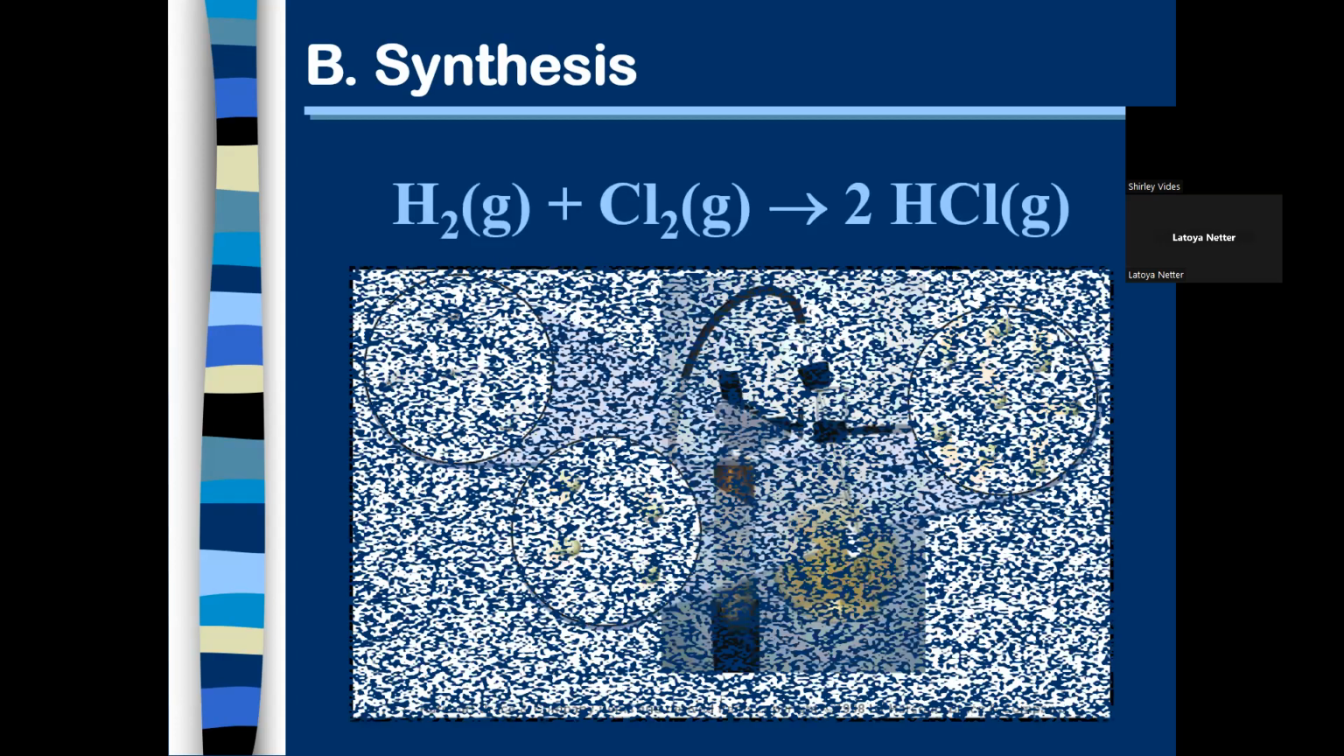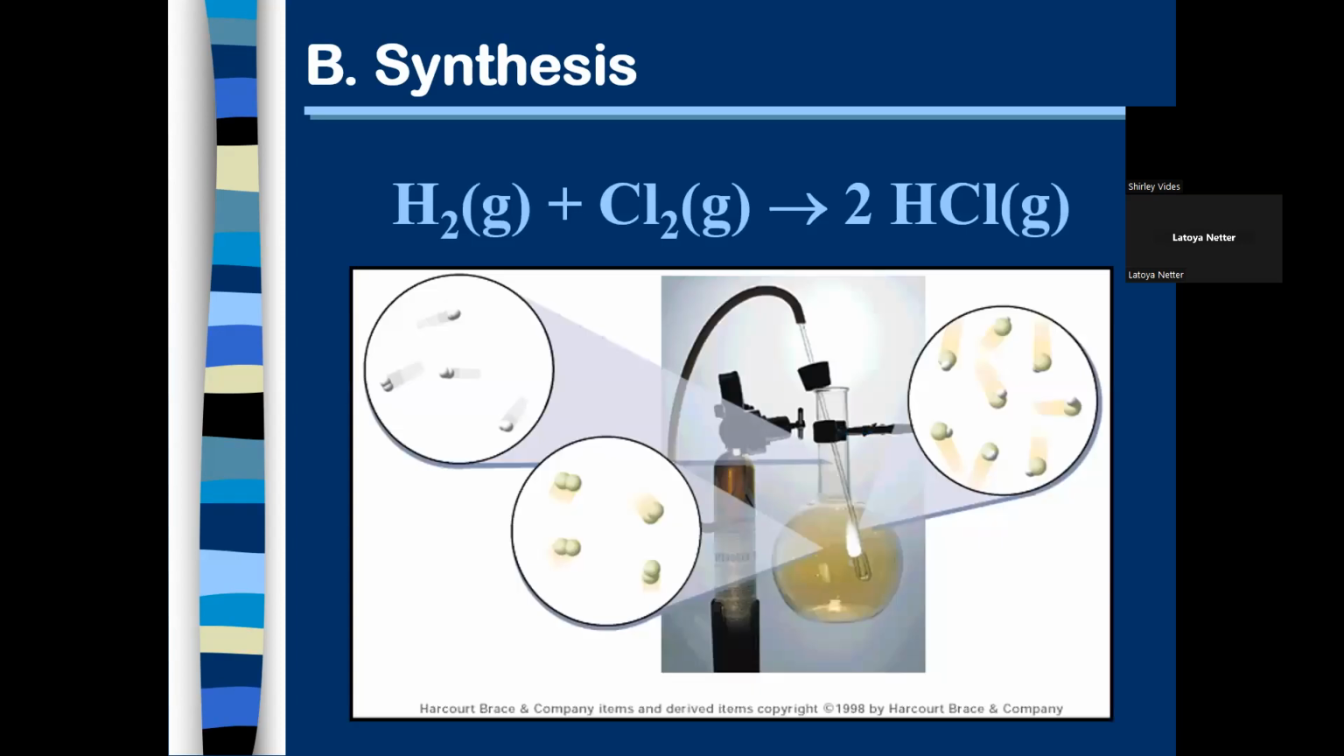And here's an example. Hydrochloric, actually hydrogen chloride, because that's not the acid, that's a gas. And hydrogen and chlorine gas becoming hydrogen chloride gas. And there you go.